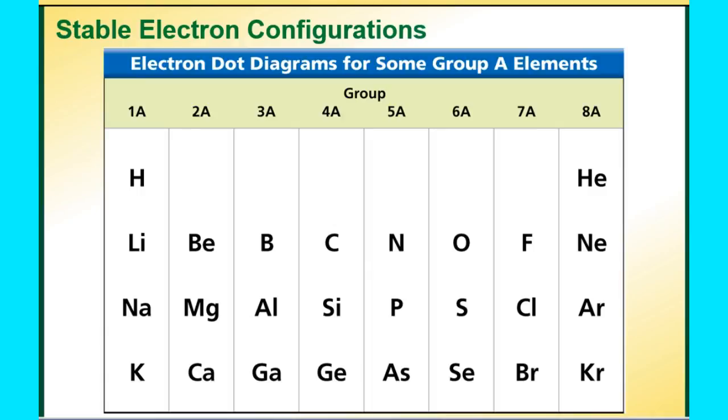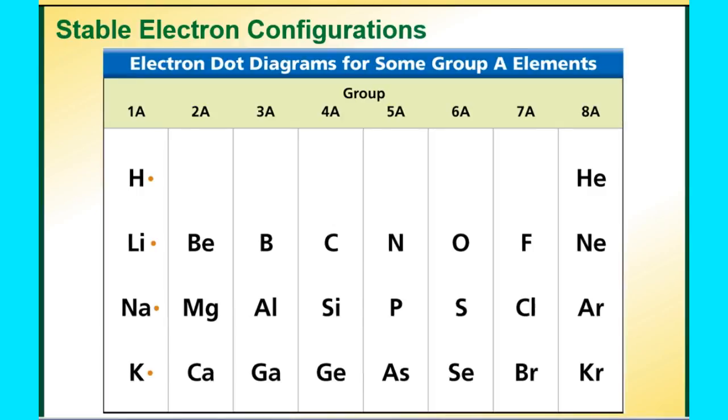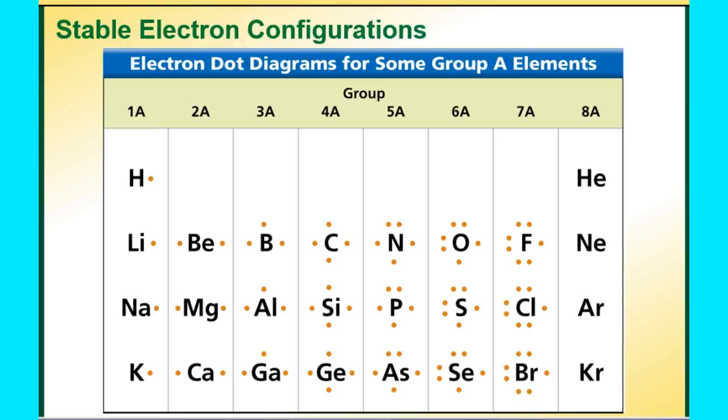Electron dot diagrams for some group A elements. Group 1A, Group 2A, Group 3A, Group 4A, Group 5A, Group 6A, Group 7A, and Group 8A.